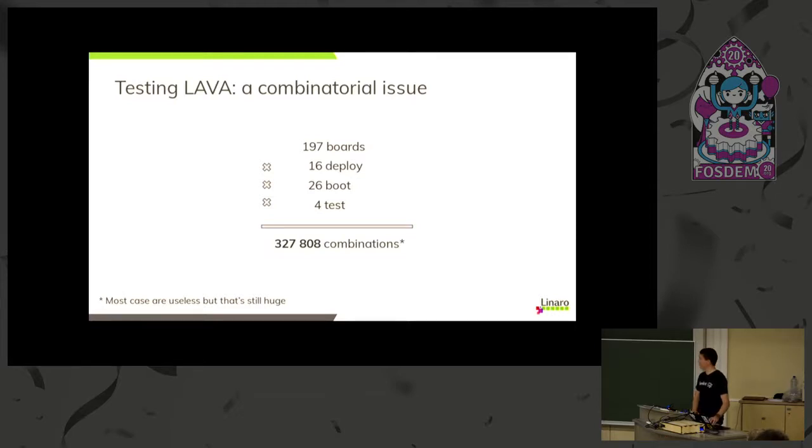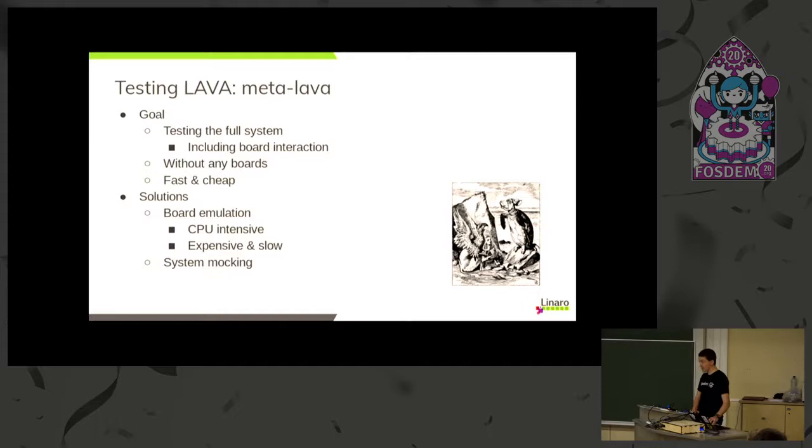So we want to be able to test the full system. So the server, the dispatcher, and the board interaction, that's what we want to test, in fact. Without any boards, because that's really costly. If we want to have 197 boards, we need a really large amount of money and a really large board lab. And we want to be fast and cheap. So the easiest solution is to do board emulation using QEMU. But that's not cheap. You will need a lot of CPUs. So we have to do what we call system mocking.